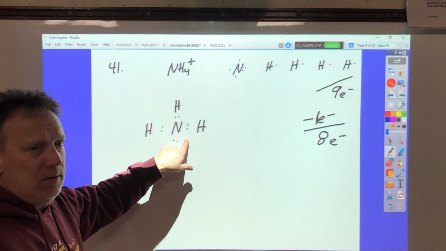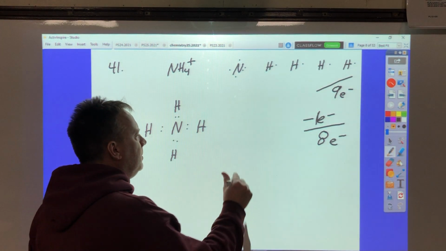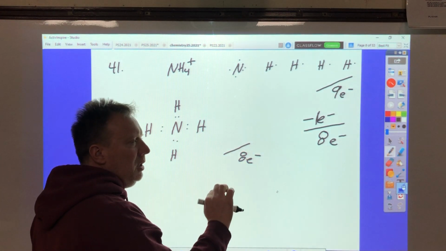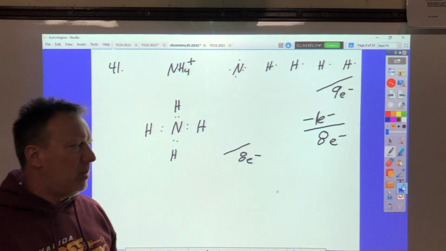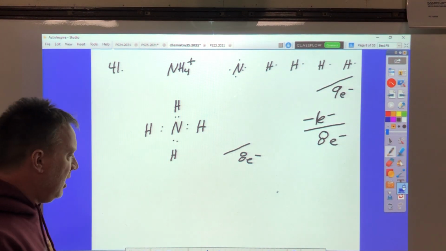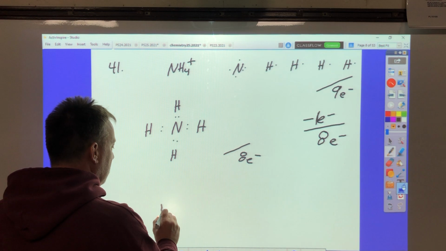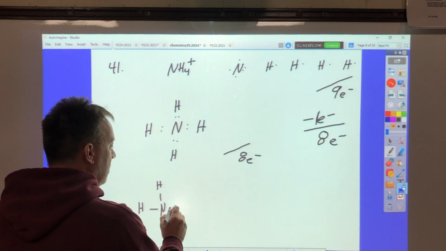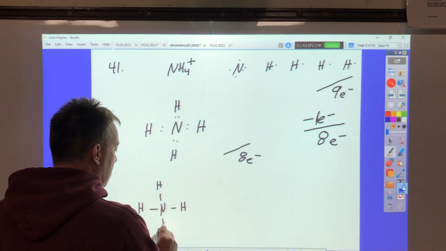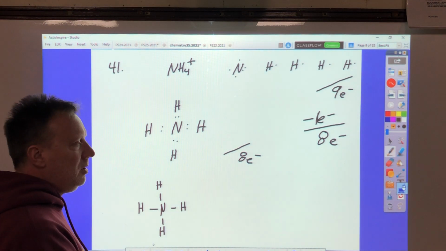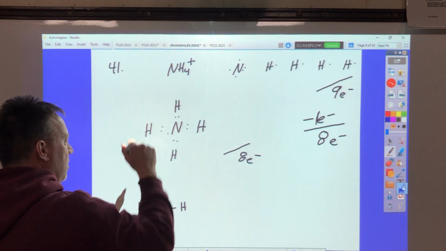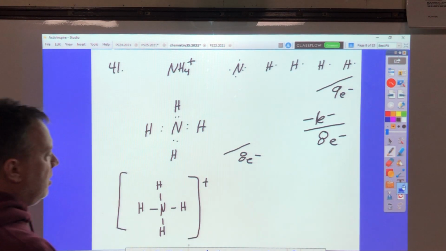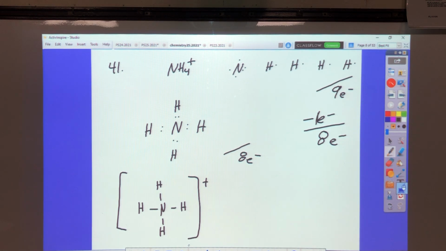There's already 8 there. We add them up. We get 8 electrons, so we're good. We don't have to worry about double bonds or triple bonds. And now the only thing left to do is put the sticks in. H, H, H, H, and this one all together shares a positive charge. The ammonium ion does. I think that's the way this book does it.